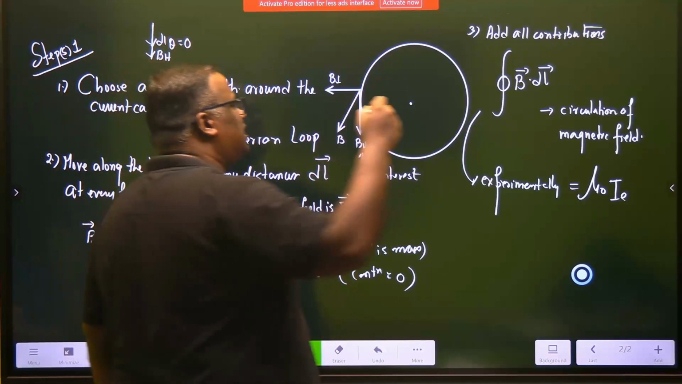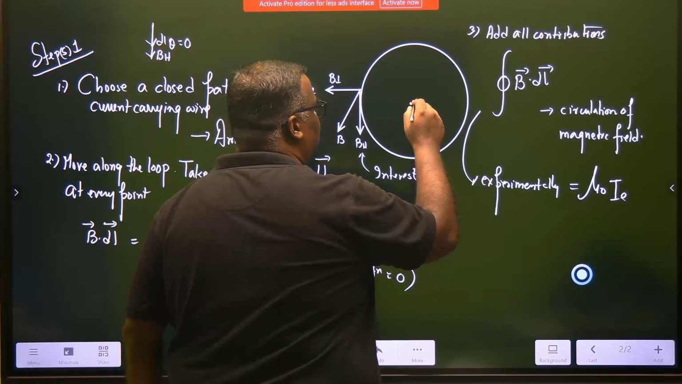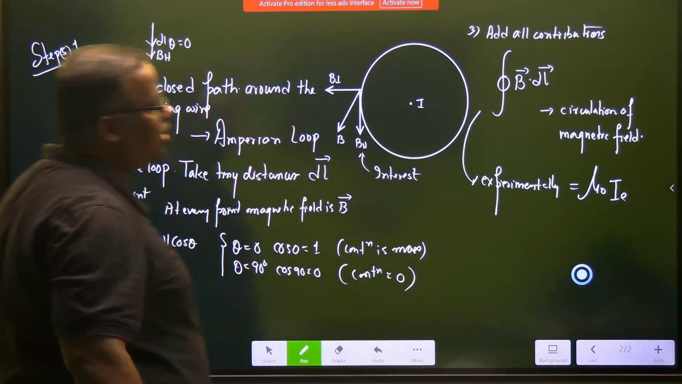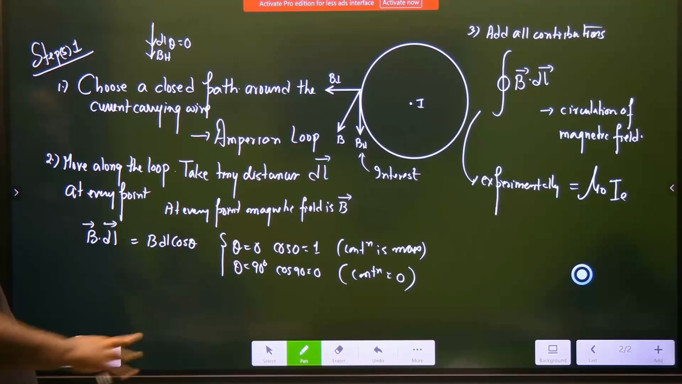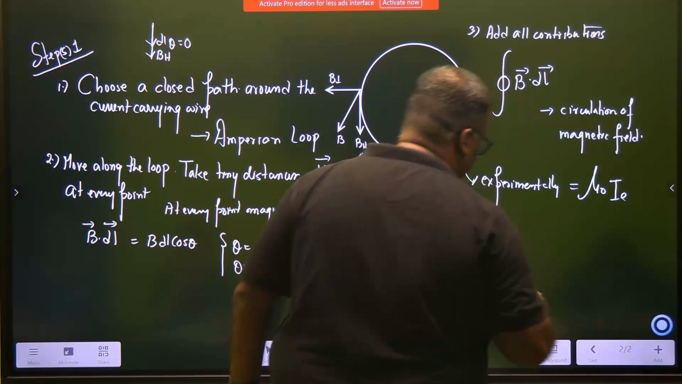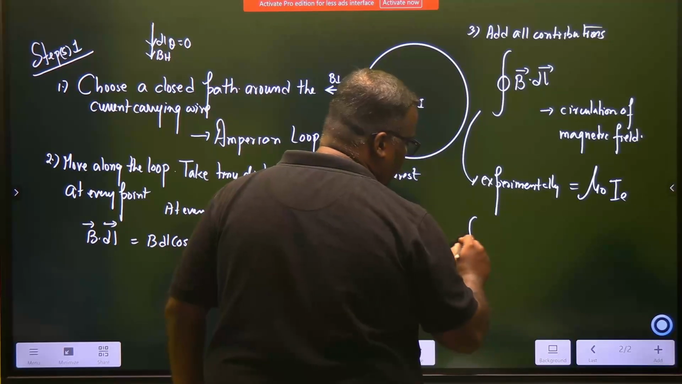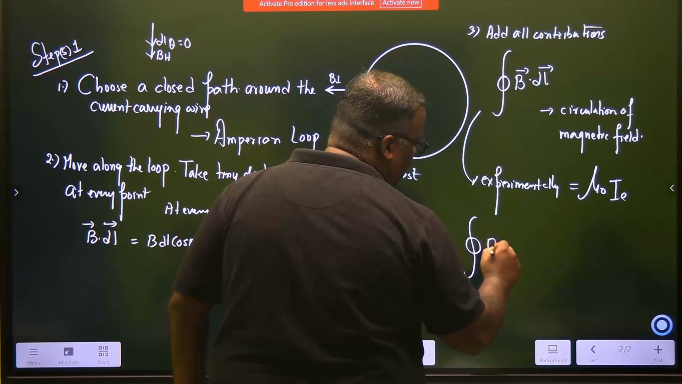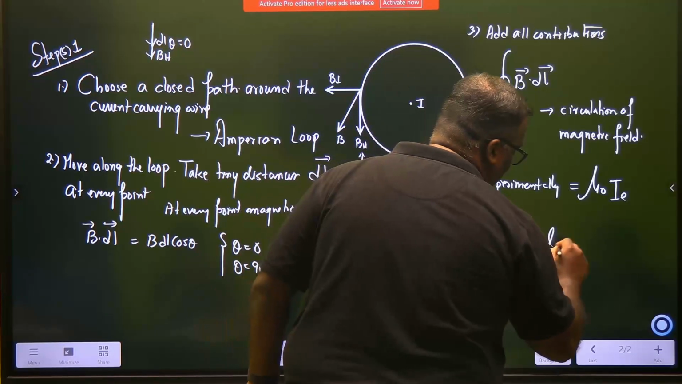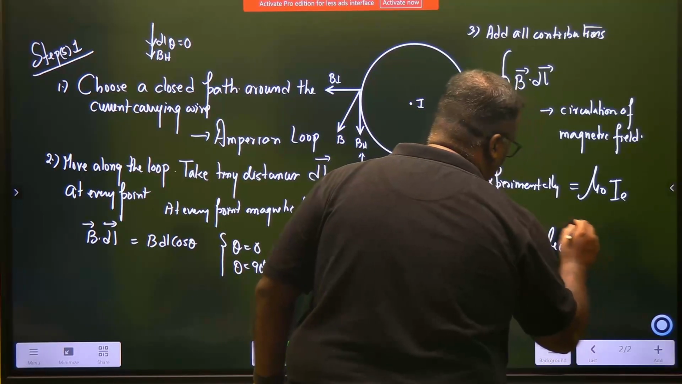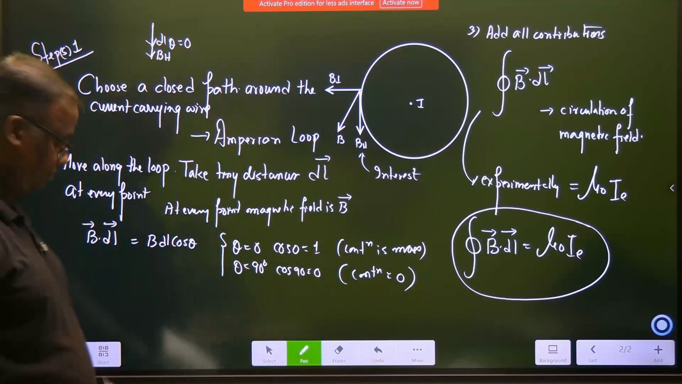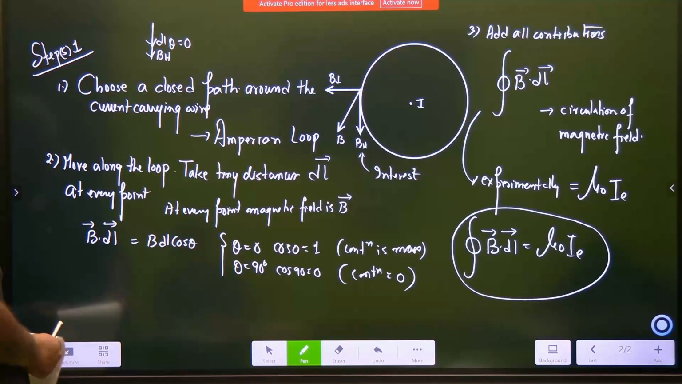Let us say a current is flowing in this direction. Say there is a current I going inside, right? So it is mu naught times the current that is enclosed inside. This is Ampere's circuital law. Ampere's circuital law tells us that if you are able to generate a symmetric Amperian loop, then the closed integral of B dot dl should be equal to mu naught times the current enclosed inside the loop. As simple as that. This is Ampere's circuital law.